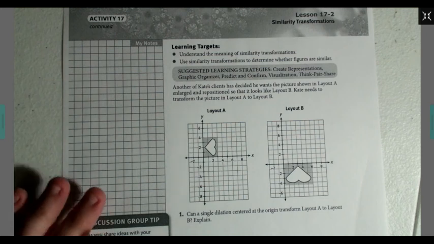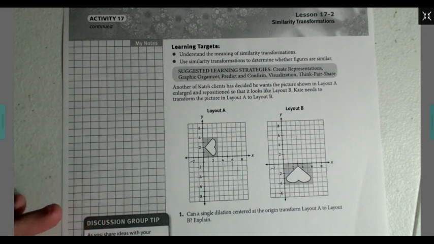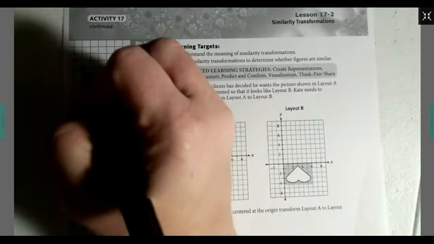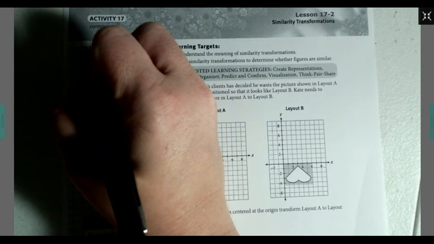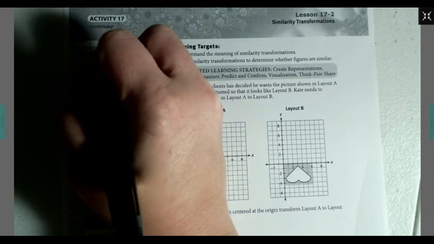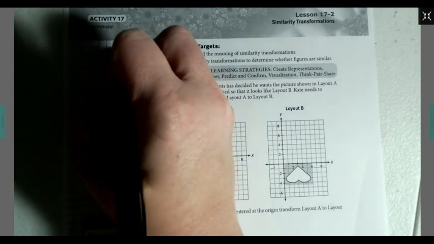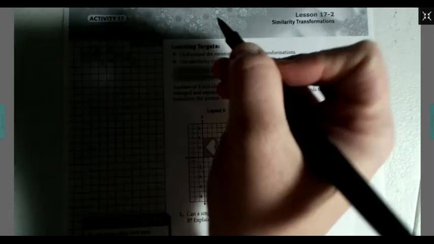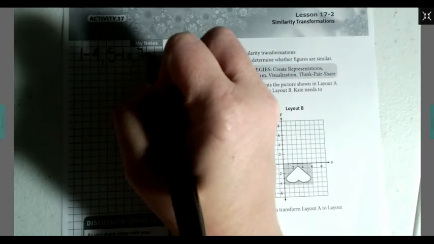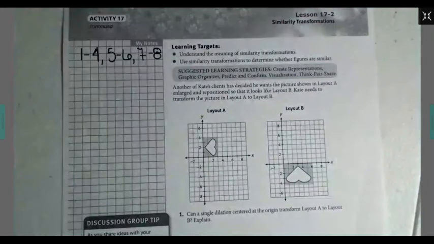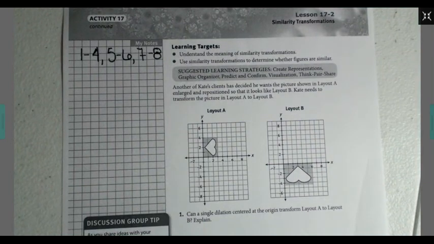Alright, today we will be covering Lesson 17-2, Similarity Transformations. This lesson will be split into 3 separate sections. The first section will cover questions 1 to 4. Then we will cover questions 5 and 6. And lastly, we will cover questions 7 and 8. Let's go ahead and take a look at the introduction leading into question number 1 through 4.